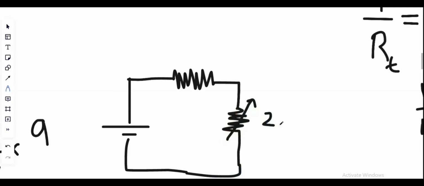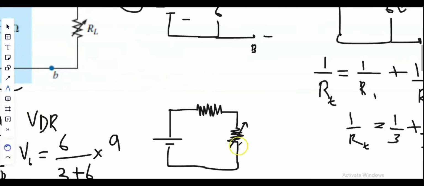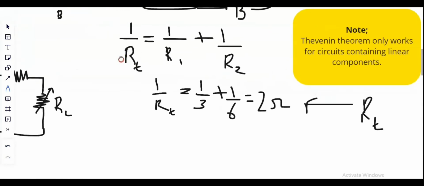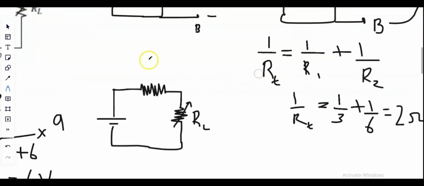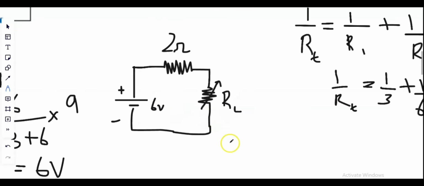How much was the value? So it's RN. What's the load? What is the Thevenin's resistance? 2 ohm. And what is the Thevenin's voltage? 6 volts. Plus minus. There you go. This is our simplified circuit.